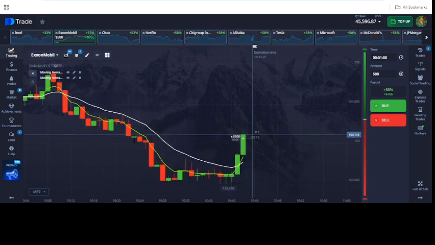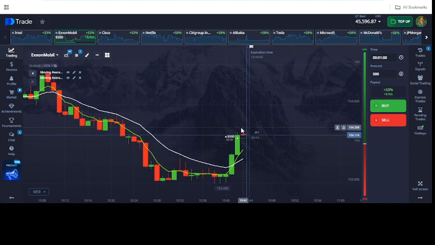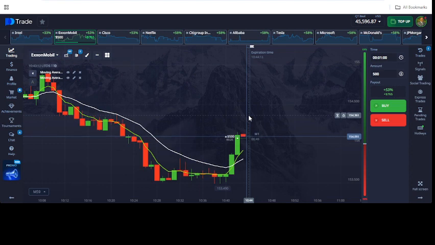Okay, so I'm on Exxon Mobil, and I just took a buy trade here. The reason why I took the buy trade is we see the green 5 EMA line crossing the white 15 EMA line here in an upward direction. So this suggests a bullish momentum to the upside over the next 60 seconds in the price of Exxon Mobil. So let's monitor this trade and wait for the expiration here.